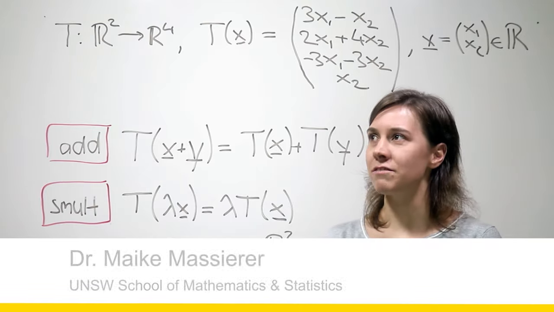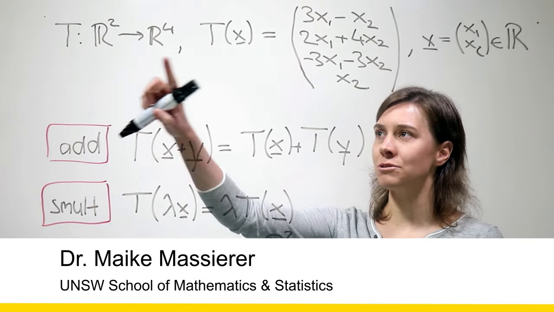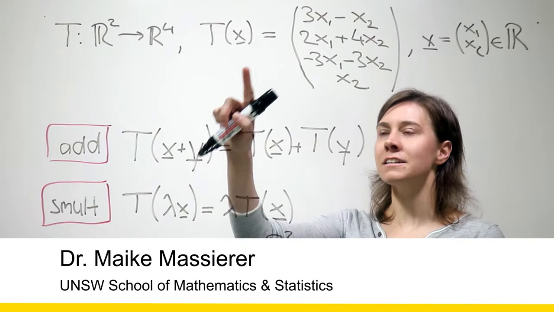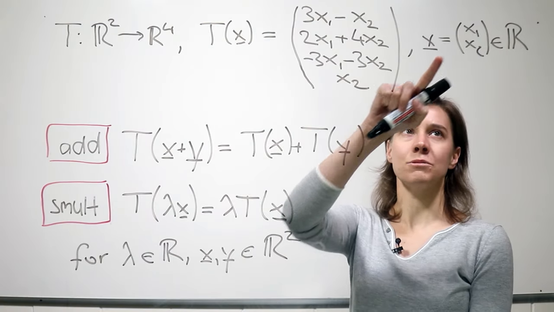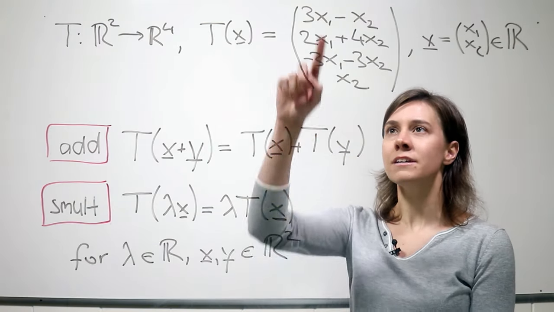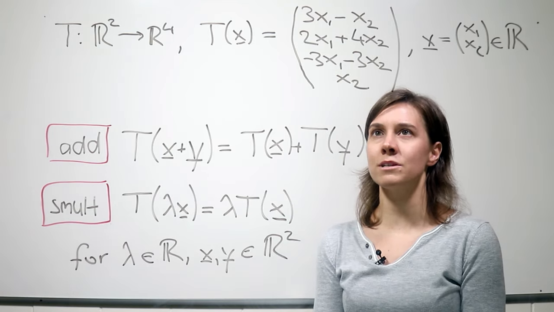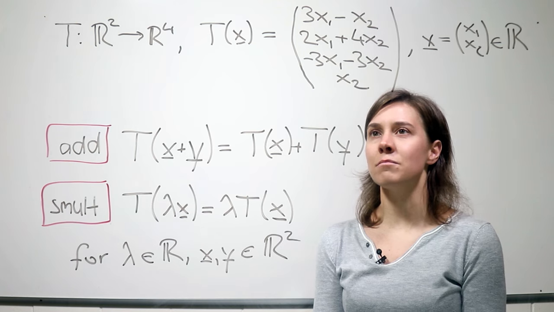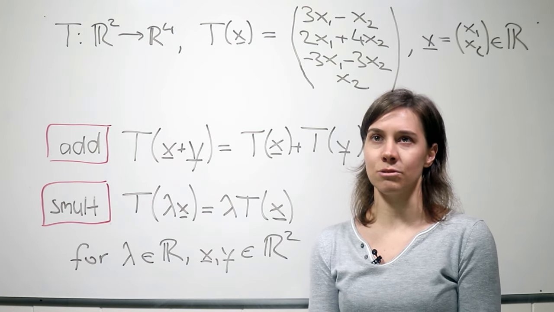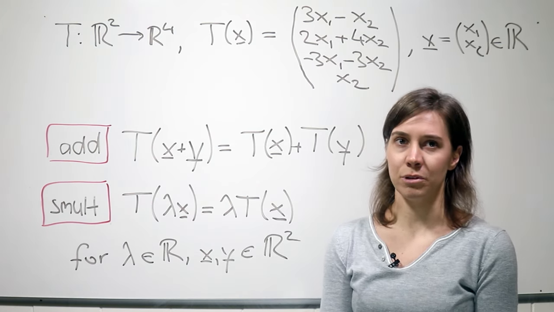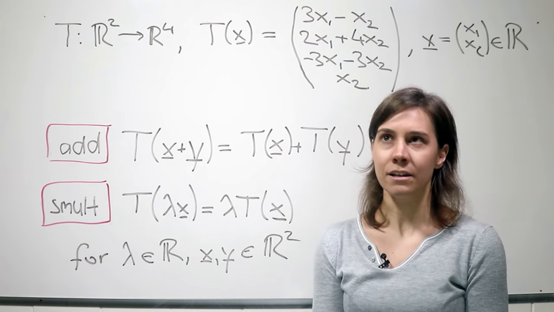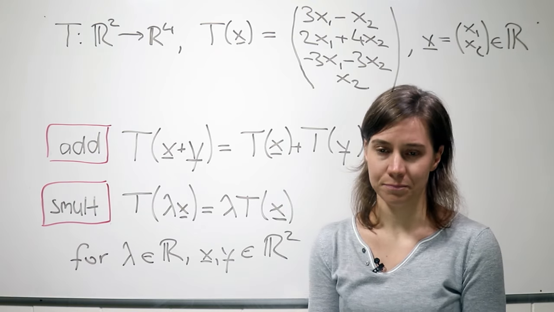So in this problem, we're given a map T from R2 to R4, defined like this. The vector x, which is x1, x2, goes to this vector here, which is 3x1 minus x2, then 2x1 plus 4x2, then minus 3x1 minus 3x2, and then x2 in the last component. And we're supposed to check whether this map is a linear map.